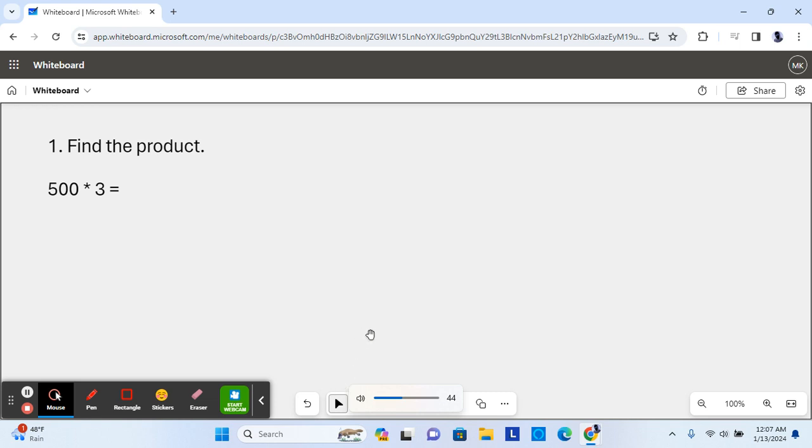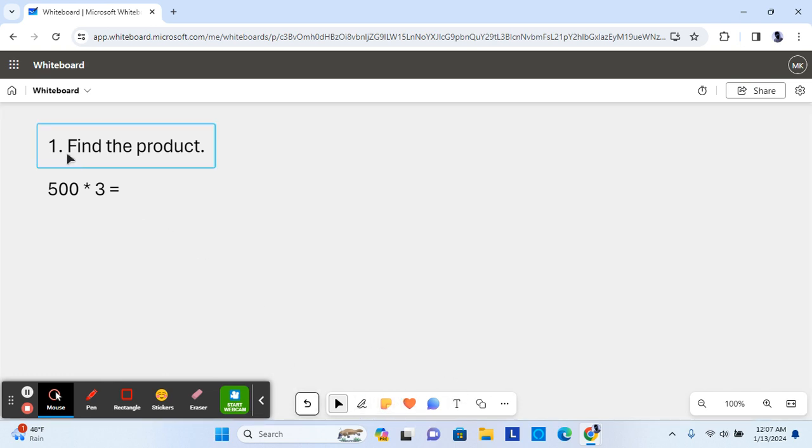Hello everyone. Today we are going to be finding out how to multiply numbers that have zeros at the end of them. So basically what you have to do is multiply the numbers without the zeros normally, and then you have to add the zeros at the end.